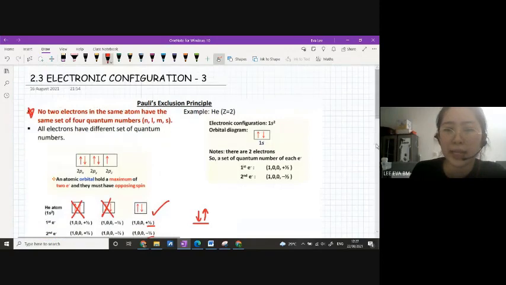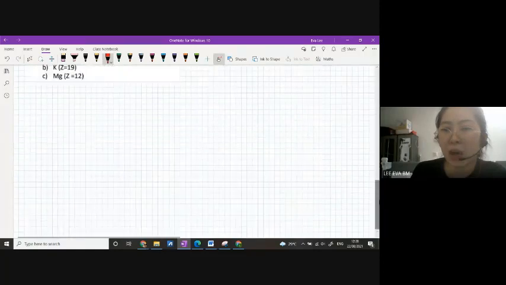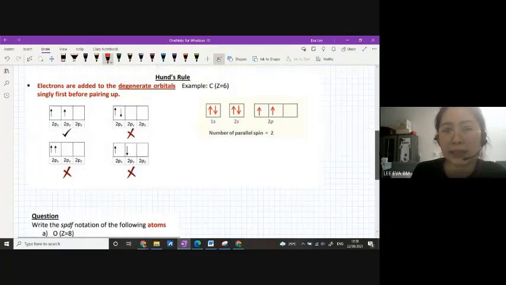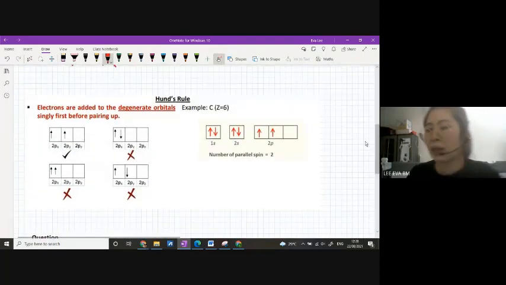So let's look at the examples given. The electronic configuration 1s2 represents 2 electrons. In the orbital diagram, the two electrons will have two different sets of quantum numbers. So when you see the arrows drawn in the same direction in the same orbital, then it is wrong. That one is Pauli.